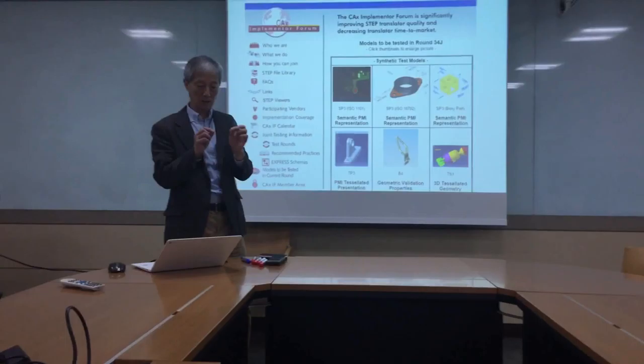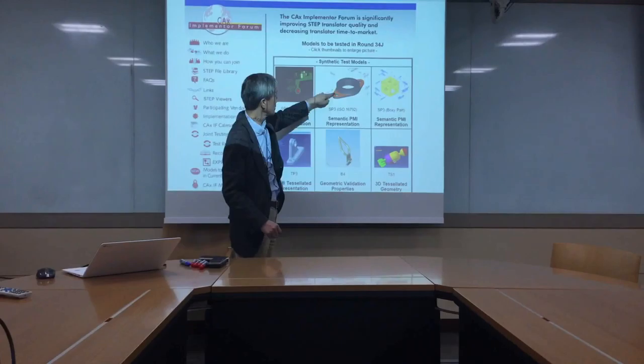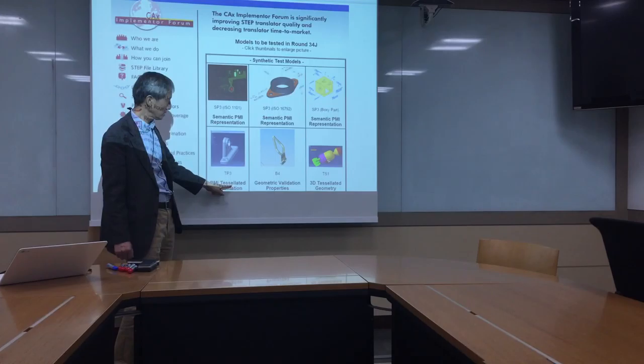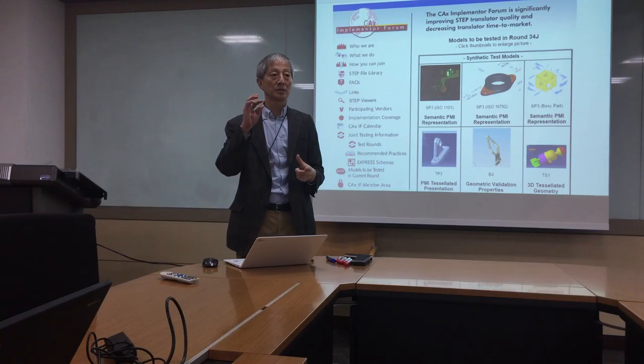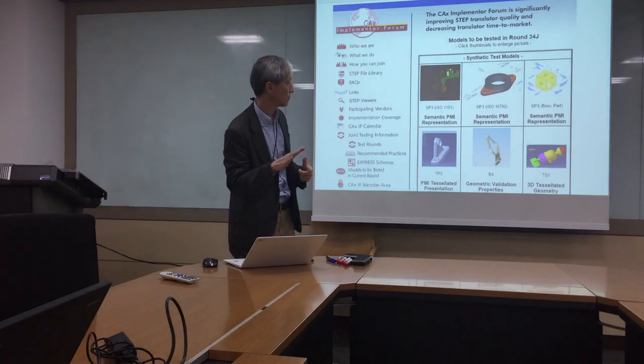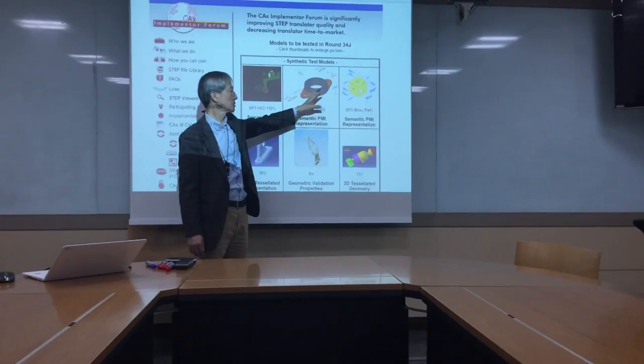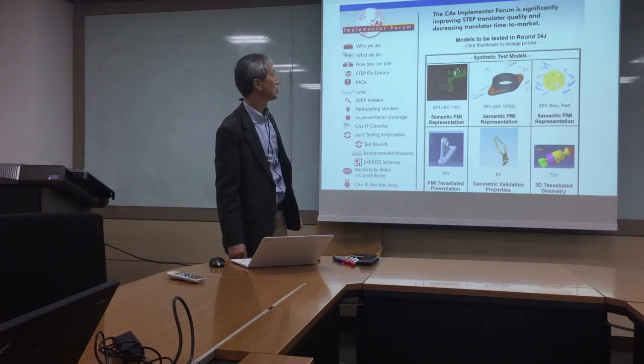Something like this one, we call it a PMI. In the test cycle of this time, PMI was the most important part they were testing. And also tessellation. Tessellation is used for finite element analysis, or sometimes it is used for 3D printing, right? Directly prototype. And geometric validation comes with the tolerancing and something like that. So tessellation and product manufacturing information, PMI, was the topic at that time of the test.